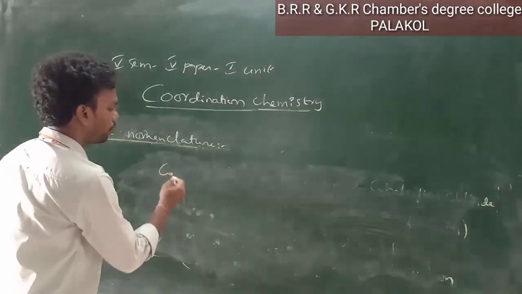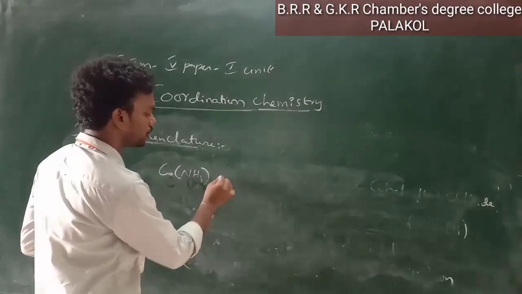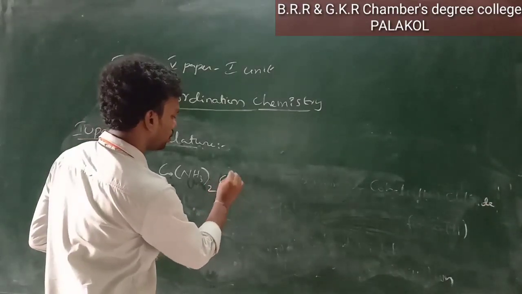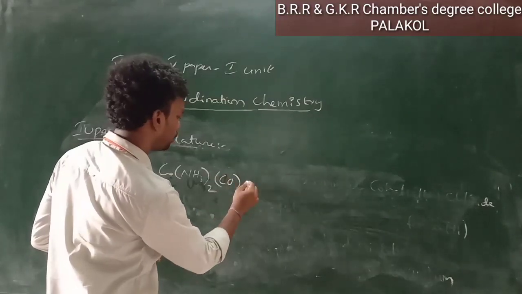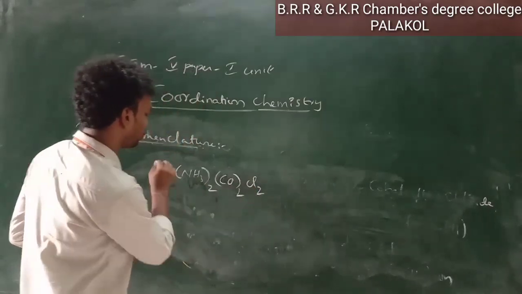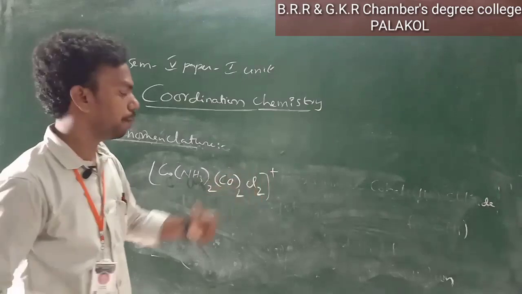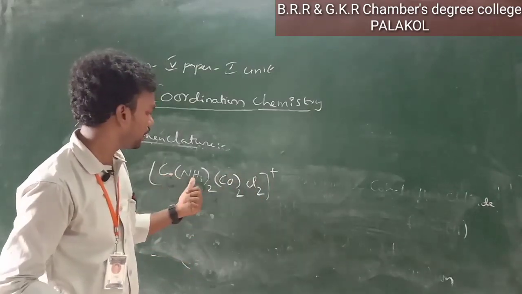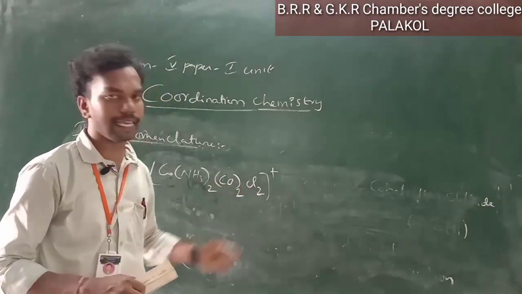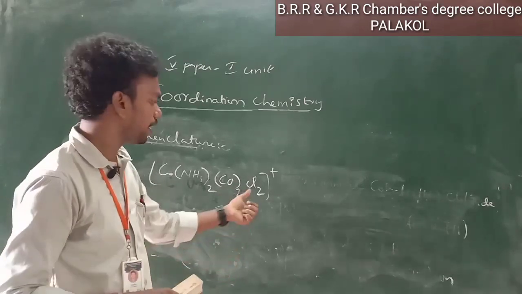Next, complex Co(NH3)2(CO)2Cl2. The coordination sphere has charge plus 3, right? So Co(NH3)2, (CO)2, Cl2, right? So you are having 3 different ligands: one is amine, carbonyl, and chloro.